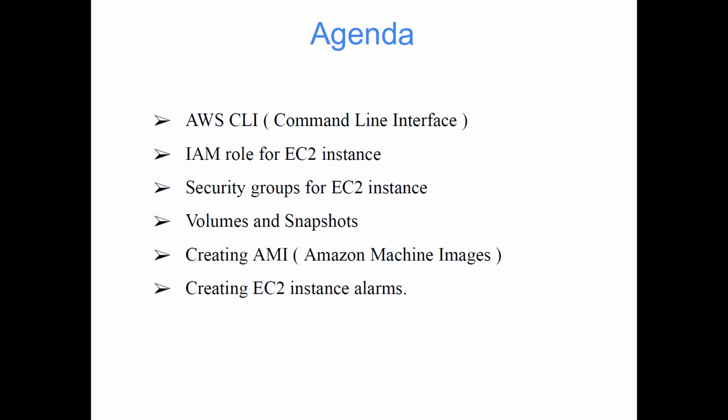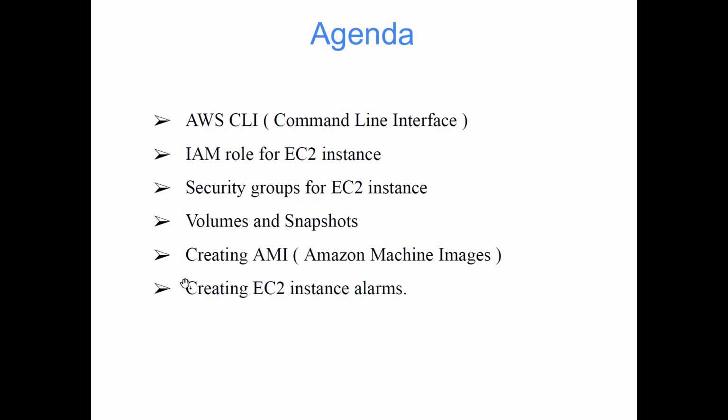Okay, so today we will be talking about all these things: AWS CLI, where CLI is command line interface; IAM role for EC2 instance; security group for EC2 instance; volumes and snapshots; creating AMI, that stands for Amazon Machine Image; and creating EC2 instance alarms. All these things we'll be exploring practically, so you don't need to remember anything.